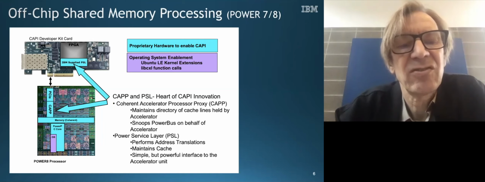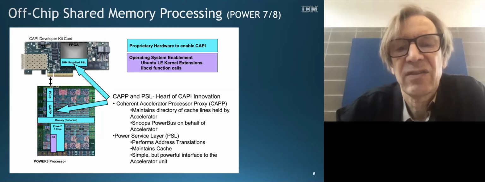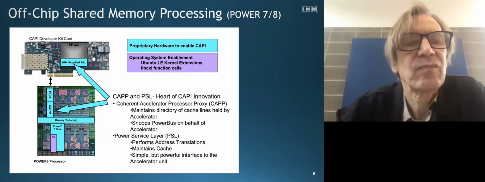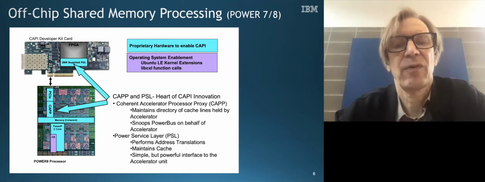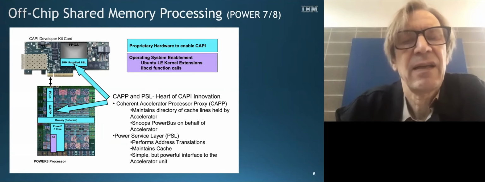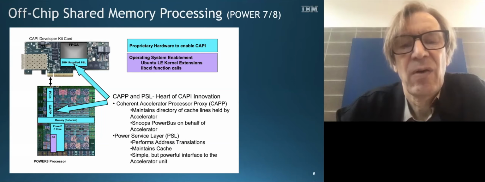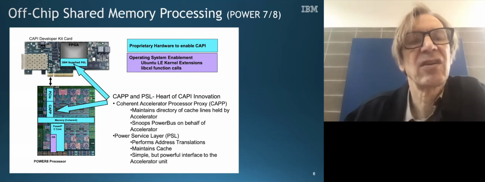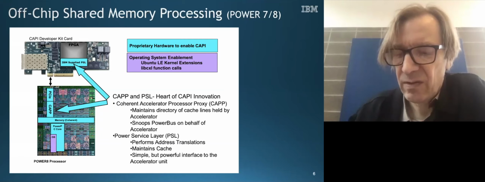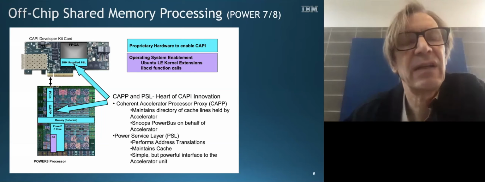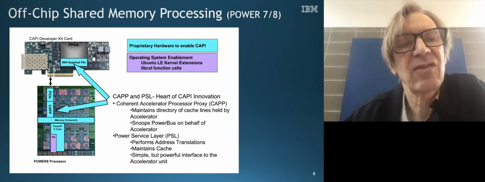Within the Power 8 processor, there was a unit, the coherent accelerator processor proxy, that would pass on the data to the FPGA in this case, and it also took care of snoops on behalf of the accelerator. So it had some directory of what data was held in the accelerator. And then on the accelerator, there was the power service layer, which performed address translation and things like caching. And this allowed us to do things on the FPGA, and the same would have been possible for ASICs as well. That was the equivalent of the shared memory access that the SPEs in the cell processor enjoyed.